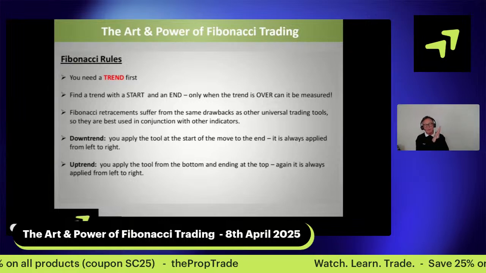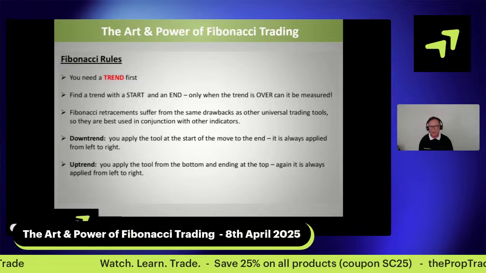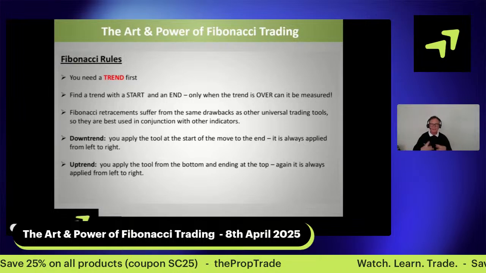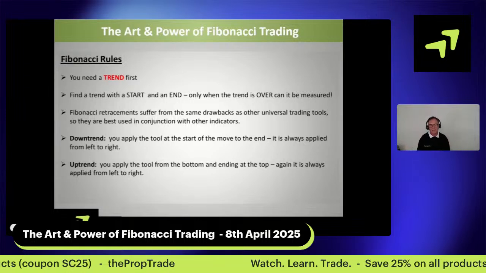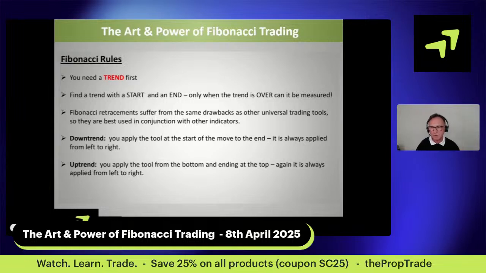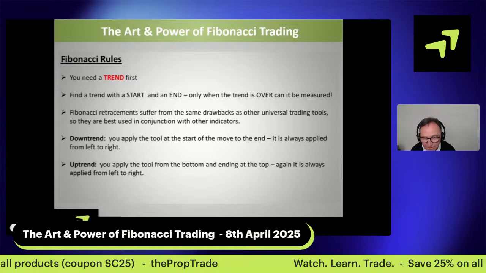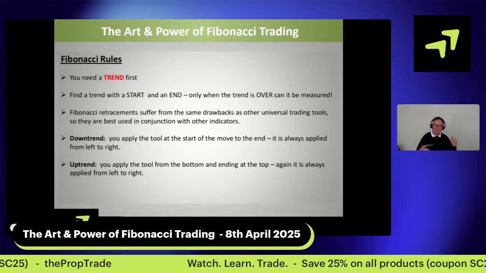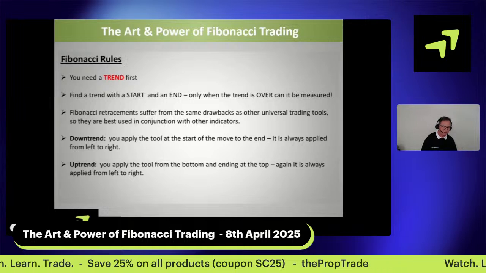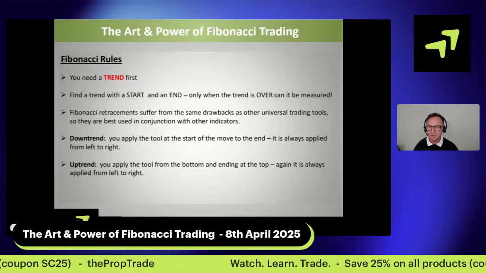So the key thing about Fibonacci retracements is that you need a trend first. So how do you identify the beginning and the end? All Fibonacci is doing, like any technical analysis tool, it's just another tool in your toolbox. It's just measuring the trend, but you've got to establish where the trend starts and ends. It's only when the trend is over can you measure it. And again, a lot of criticism around Fibonacci, or people blowing up when they've used Fibonacci, is that the trend actually wasn't over when they put their Fibonacci levels on.